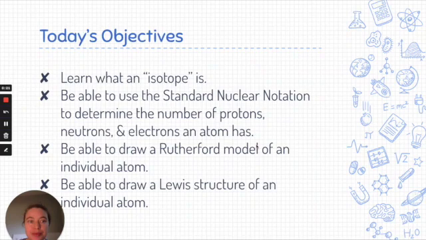So, in terms of our goals for today, first we're going to learn what an isotope is. And then we're going to learn how to use the standard nuclear notation to do things like tell how many protons, neutrons, or electrons an atom has, and how to do that for different isotopes of the same element. Then we're going to talk about how to draw a Bohr-Rutherford model of an individual atom. You will oftentimes hear these also referred to as planetary models. And then lastly, we're going to talk about how you can draw a Lewis structure of an individual atom.